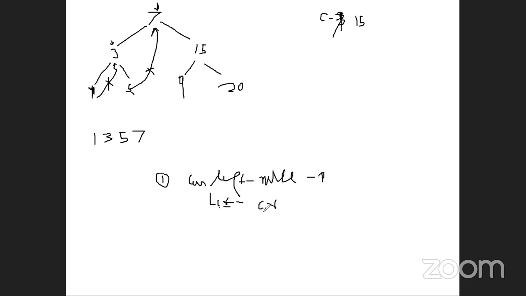You can use a text box if you want to. There's an option to insert a text box. Yeah. So the first check is current dot left is equal to null. Then print current and make current equal to current dot right. So this is our first condition.